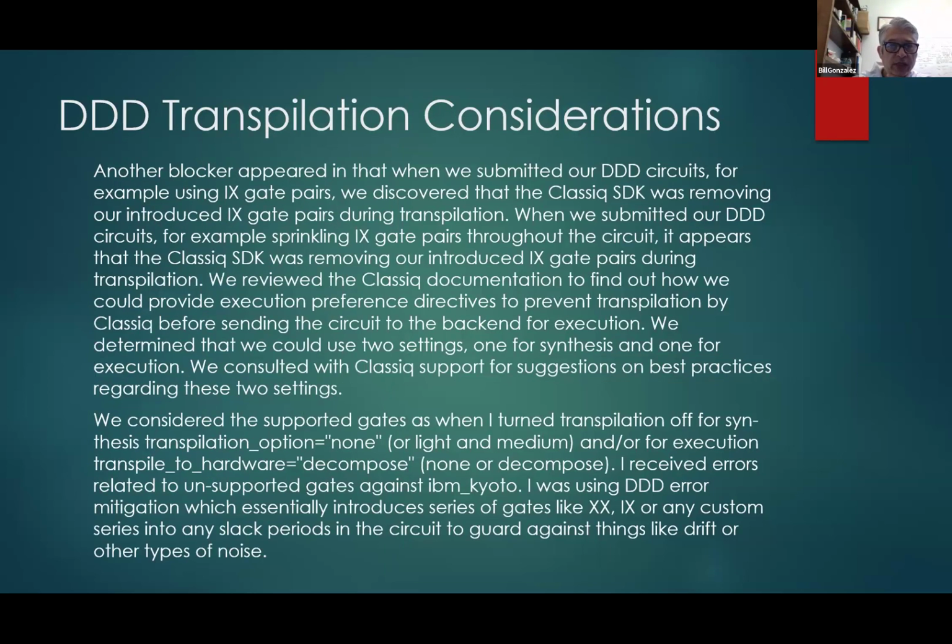So something else that we had to consider when running our Classiq executor is that, depending on how we had the settings set, we noticed that during transpilation our gates would get removed. By the time they would get executed on the IBM hardware, our gates were gone. So we had to tone down, and select transpilation option none, light, or medium. There are two places where you can set that transpilation option: one is in the execution and one is in the synthesis of the circuit. Those are some things we had to overcome and discovered as we were doing something simple like just using IX gates.